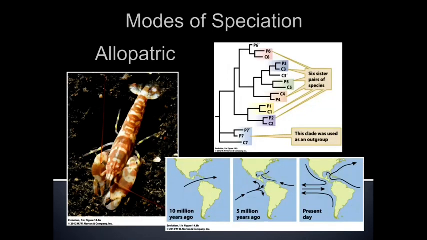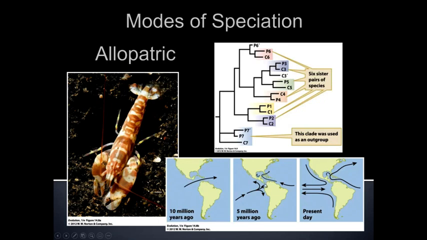There are some really cool examples of allopatric speciation. I'm just going to look at one. About 5 million years ago, the Isthmus of Panama formed, separating the Caribbean Sea and the Pacific Ocean on this side. And until then, we had populations that were spread across this entire Caribbean basin.